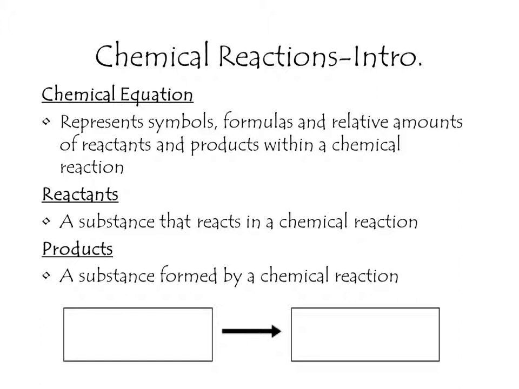Okay. Chemical equations have chemical formulas, and chemical equations are represented by symbols such as delta for heat, plus for reacting with, etc. The amounts are the number of moles of reactants and products within a chemical reaction. A reactant is the substance that reacts in the chemical reaction, and the products are what are produced or formed. If you remember, reactants are always going to be on the left side, and the products are always going to be on the right side.